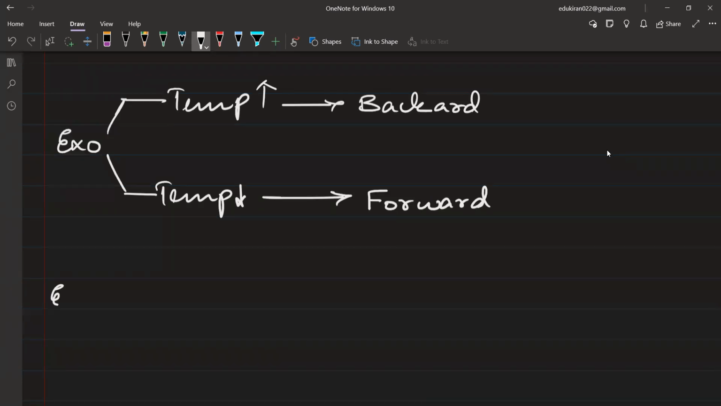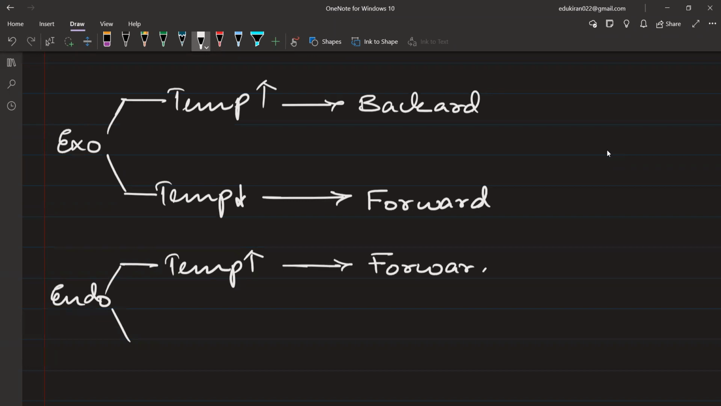उसी तरह से अगर आपके पास एंडोथर्मिक रिएक्शन है, then on increasing the temperature the reaction will move forward, and on decreasing the temperature the reaction will move backward.